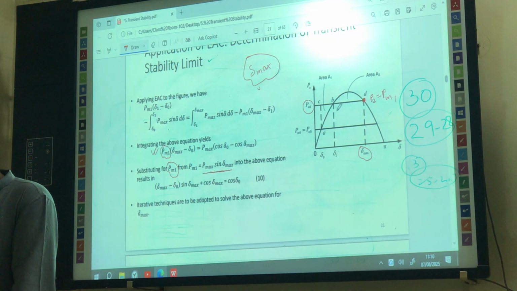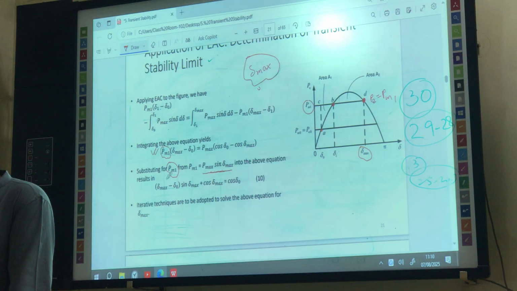If I say that, what is the Pe here? So you will write Pmax sin delta. But which delta? This delta. That is delta 1. What is Pe here? Pmax sin delta 1. So what is Pe here? Pmax sin delta max, right? Because this P is a function of delta. And at this point, your P is exactly equal to Pm1, right? So you can replace the Pm1 with this Pmax sin delta max. Okay? Then you will get this expression from the previous equation.